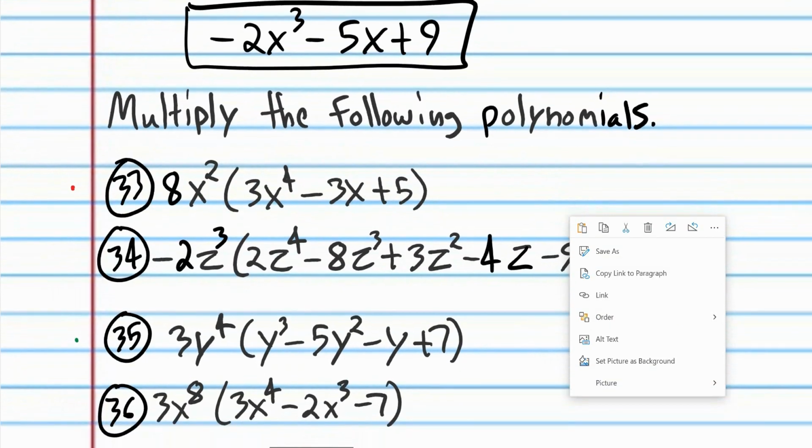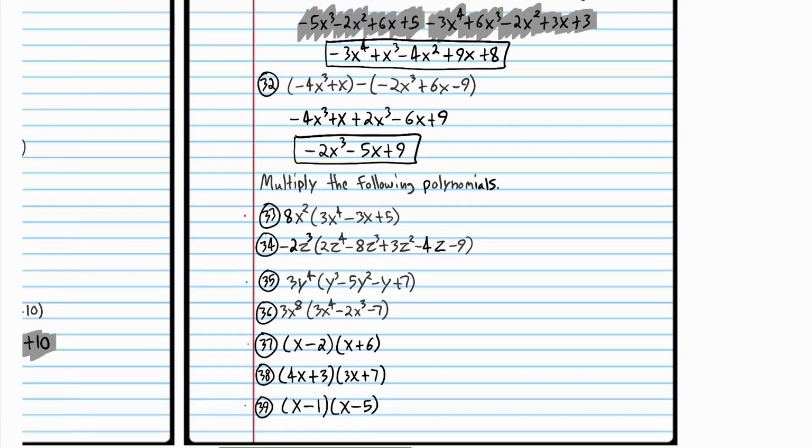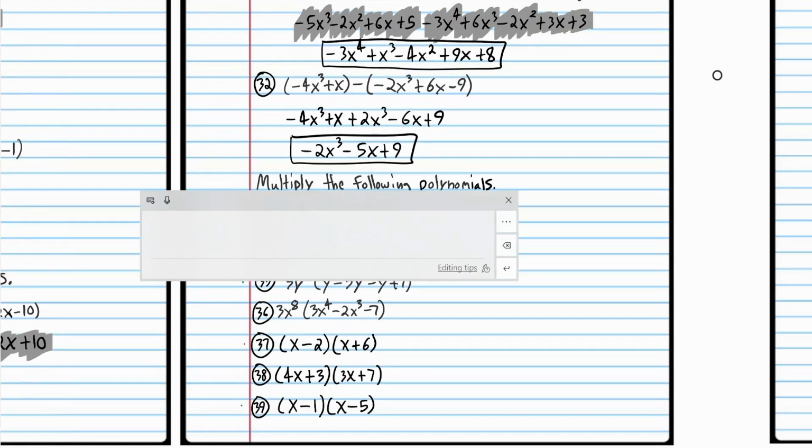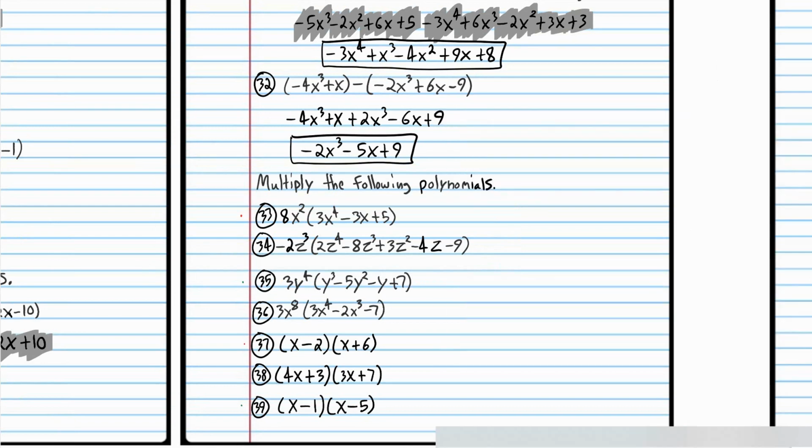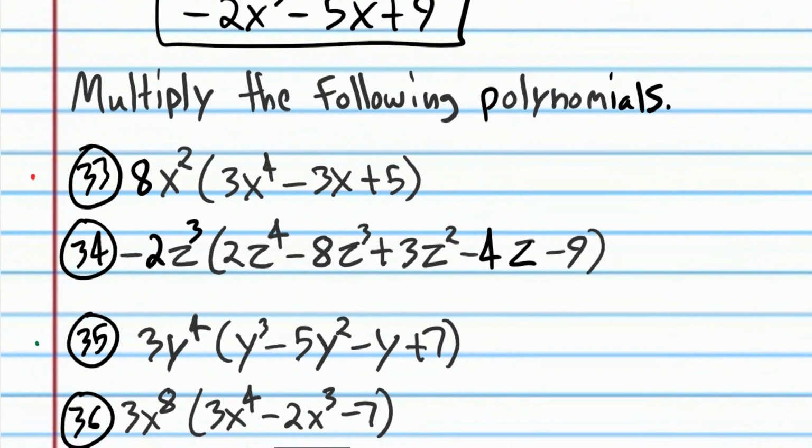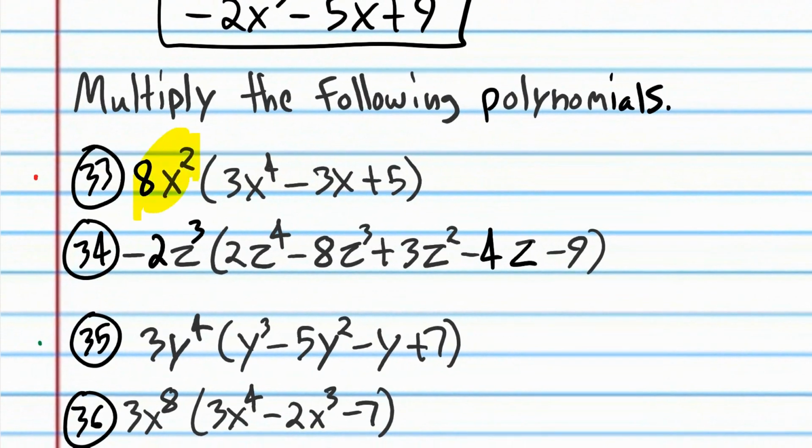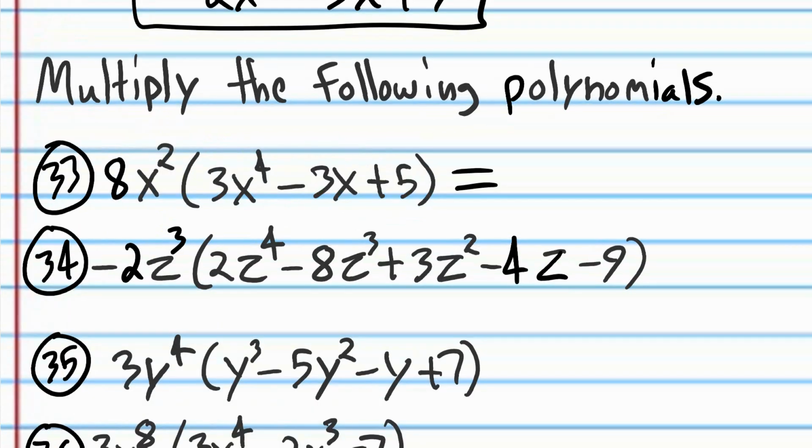Okay, so now we're moving on to multiplying polynomials. We added polynomials, we subtracted polynomials, and now we're multiplying. So we're going to start by multiplying a monomial by a trinomial. Mono means 1, tri means 3. We're going to use the distributive property.